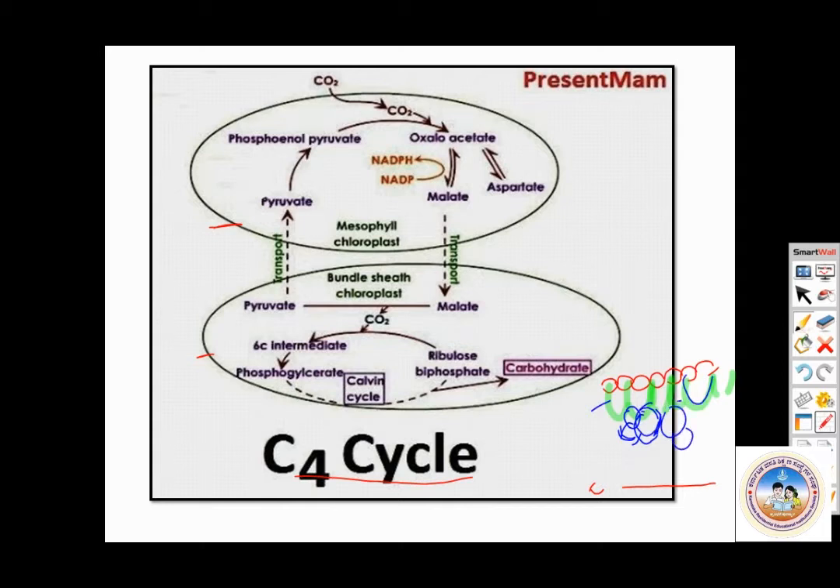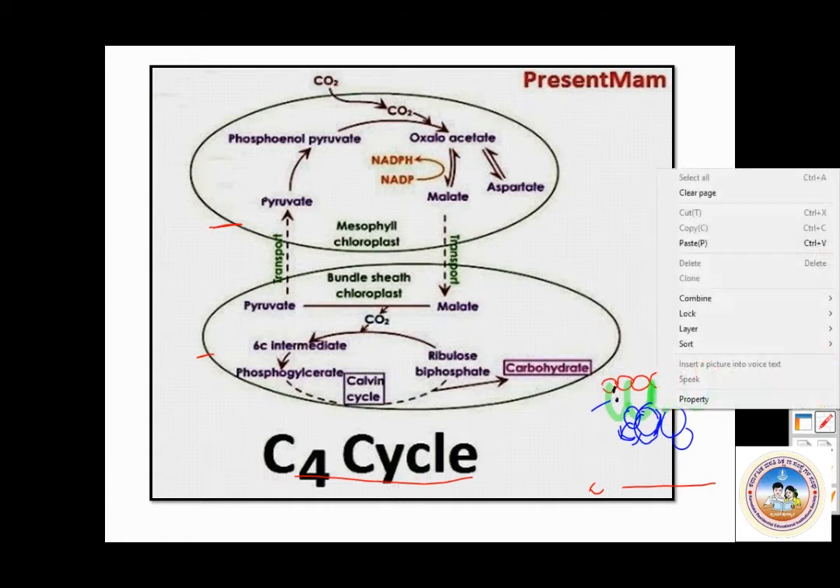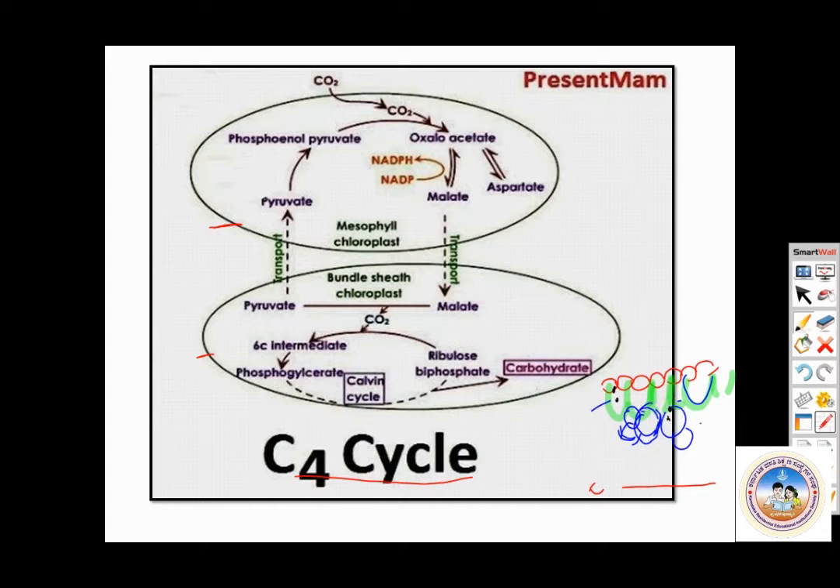Now what I'm telling you, in these mesophyll cells, what will you have? You will have chloroplast present. I will draw it in green. You will have chloroplast like this. Am I clear to you? So you have a chloroplast here also, you have a chloroplast here also, correct? The chloroplast in your mesophyll cell and the chloroplast in your bundle sheath cells. That is what we are showing over here: mesophyll chloroplast and bundle sheath chloroplast.